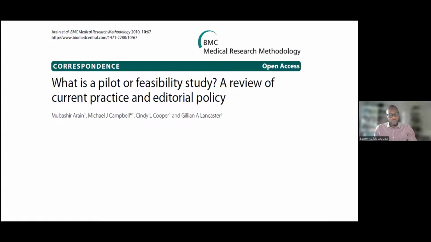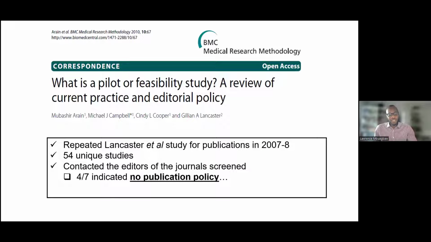So a few years later, we replicated the same study, and with 54 unique studies, the editors of the journal still said they had no publication policy on pilot and feasibility studies. And this is concerning because pilot studies are important, and yet certain journals do not have a specific approach to how they deal with pilot studies.